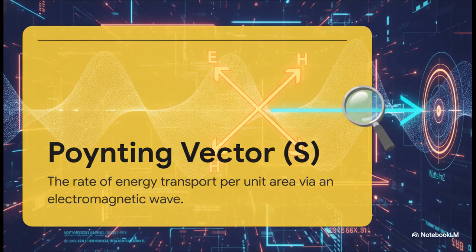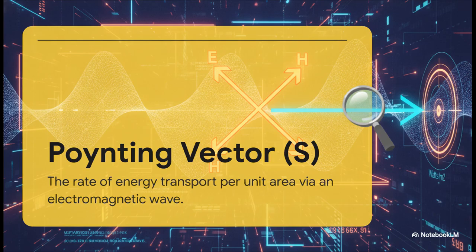Now, these self-sustaining waves aren't just mathematical curiosities. They carry real, measurable energy. Enter the Poynting vector, which we denote with the letter S. This represents the rate of energy transport per unit area. We find it by taking the cross product of the electric and magnetic fields.